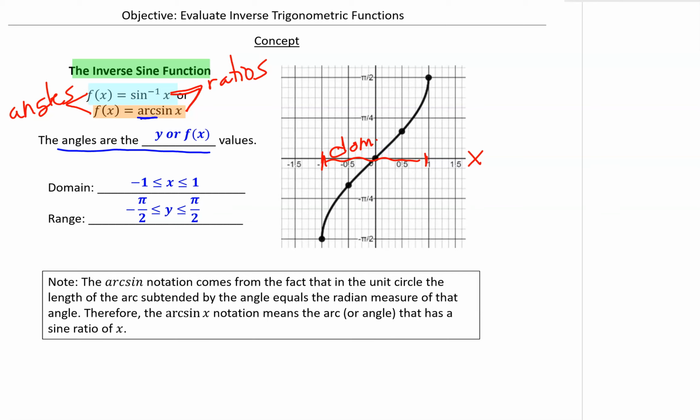Our range is now our angles. To make sure that we have a one-to-one relationship to make our inverse a function, we're going to restrict our angles to be in our first and our fourth quadrant, but we want them to be next to each other. So for the fourth quadrant, we have to use negative angles from 0 to -π/2. This represents our fourth quadrant values where sine is negative.